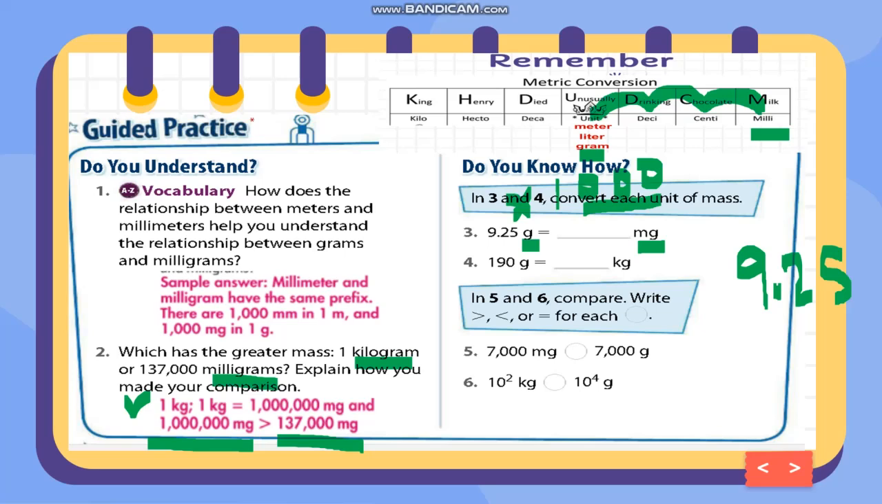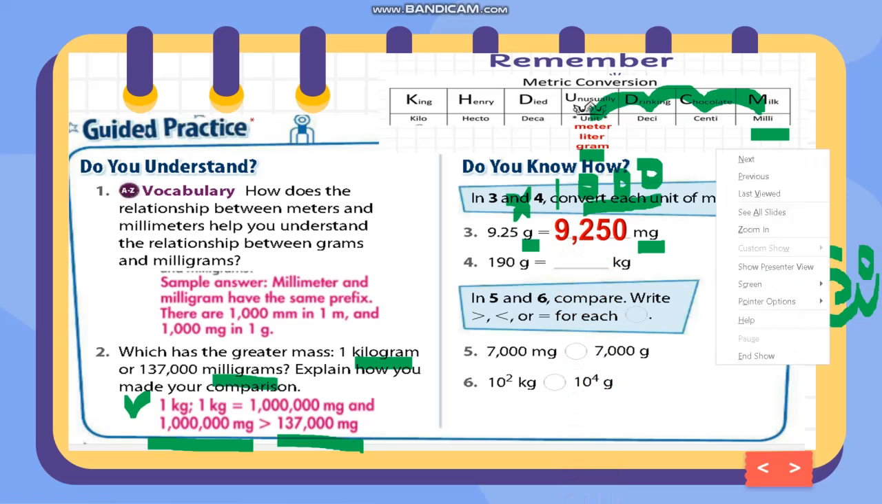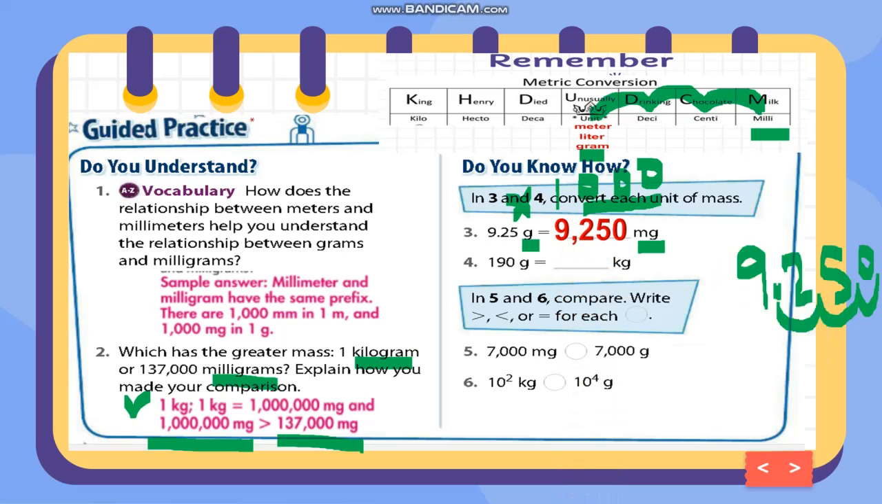If there is no decimal, start at the end, or you just add the zeros. Okay? So we have 3 zeros, 3 movements, 1, 2, and 3. So there's a missing number here. I need to add 0. So my decimal now must be at the end. That's why the answer is 9,250. Another example is I have 190 grams.